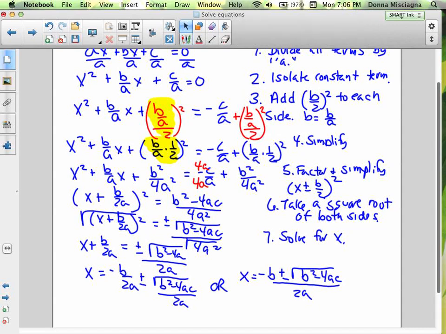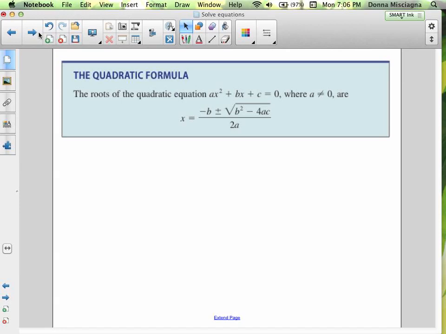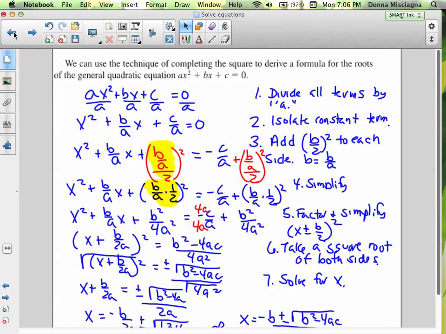Where have I seen it? I can't remember. Let's turn the page, and maybe that will remind us. Oh yes, that's the quadratic formula. The roots of the quadratic equation ax squared plus bx plus c equals 0, where a is not 0, are x equals negative b plus or minus the square root of b squared minus 4ac all divided by 2a. And hey, that's what we got.